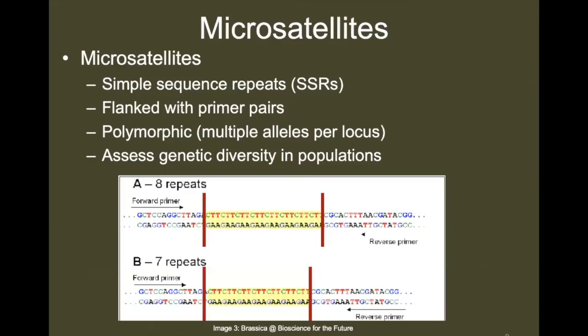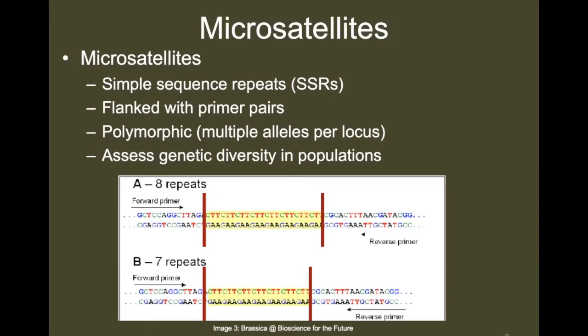So in this study, we utilized microsatellite markers or simple sequence repeat markers to assess the genetic diversity of white oak. Microsatellites are simple sequence repeats of nucleic acids made up of nucleotides, and they're flanked by primer pairs. You can see here in this figure, individual A is a different individual than individual B, and at this same locus, one individual has a different version of an allele, seen there in the yellow between the red lines, than individual B.